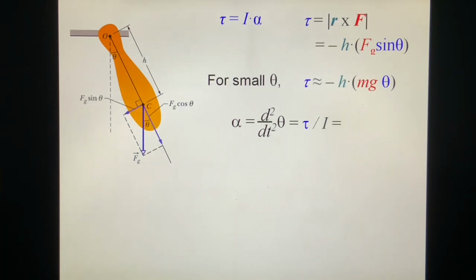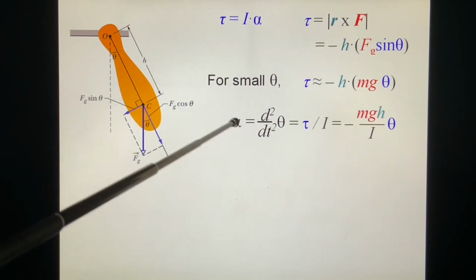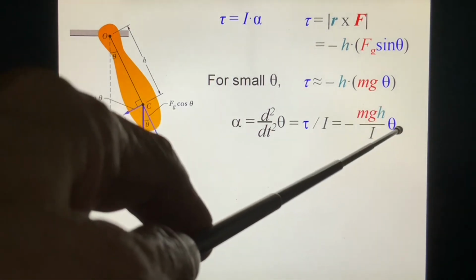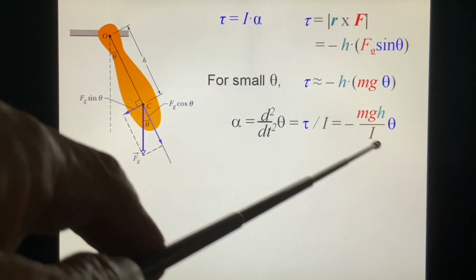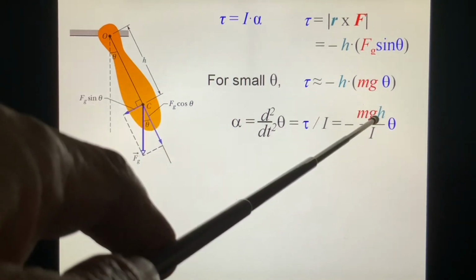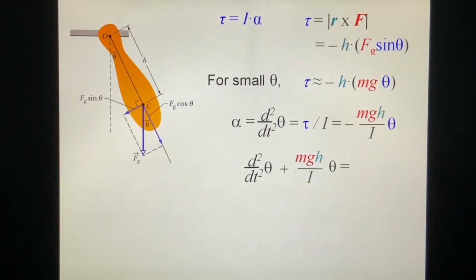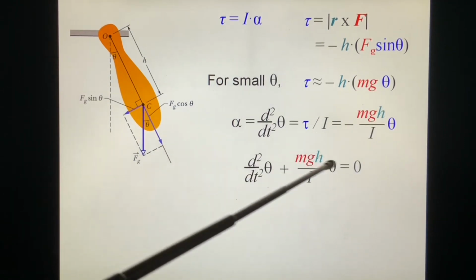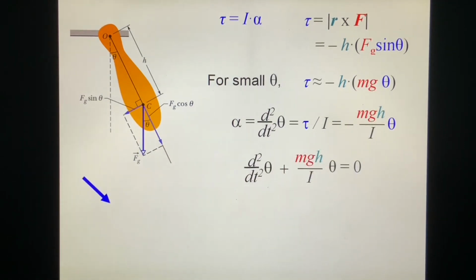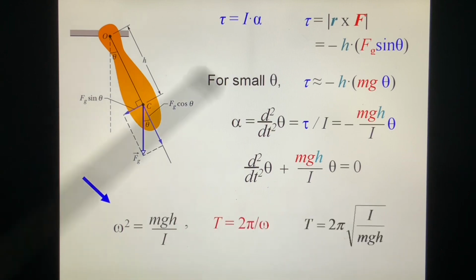This is a tau. So we see the alpha is proportional to theta. We have a minus, this constant is equal to omega squared. Okay, this is omega squared. So we get omega squared equal to mgh over I. This I we have to measure, okay? And then the period is 2 pi over omega. We get 2 pi square root of I over mgh.